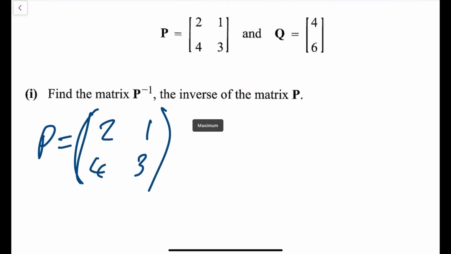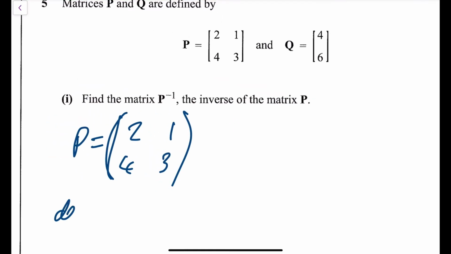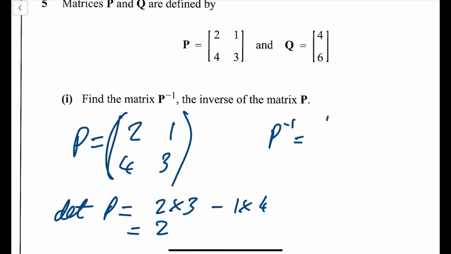And your first thing you want to do is find your determinant. Determinant of P is equal to the product of the leading diagonal minus the product of the other diagonal. So that's going to be 6 minus 4, which is just 2. That means your inverse of P is 1 over 2. Switch the elements in the leading diagonal, switch the signs of the other elements. Okay, and that's it done.